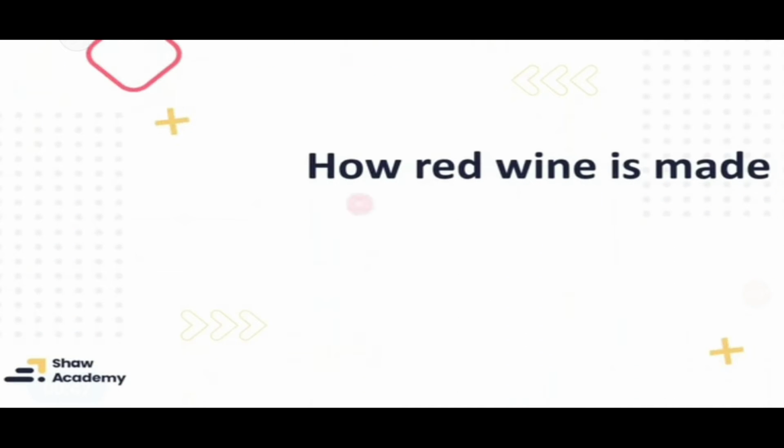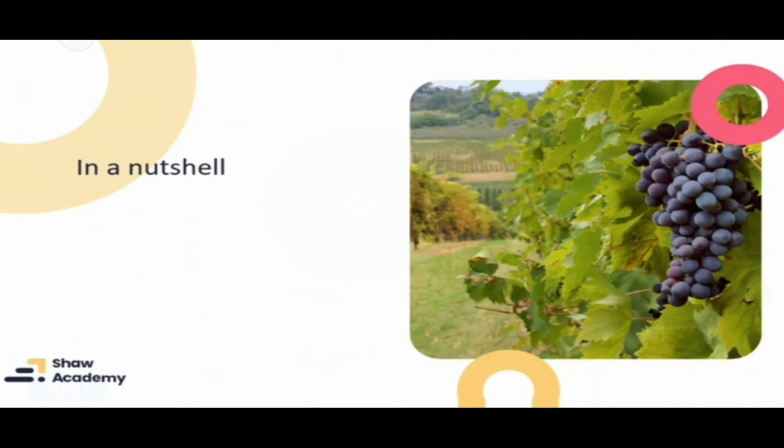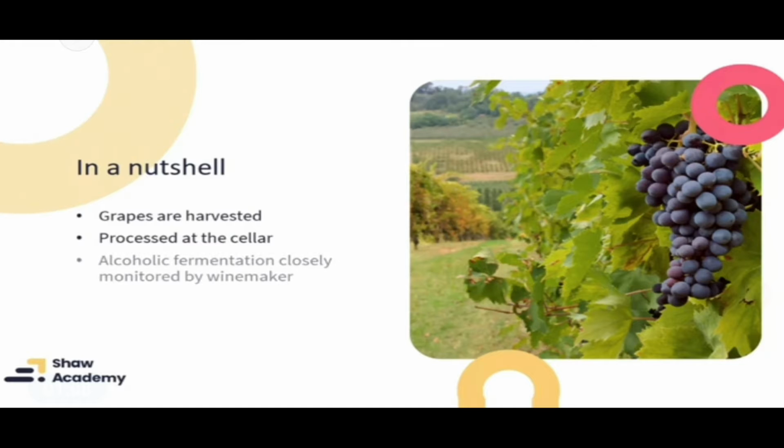So, how is red wine made? Maceration is the key element that defines red wine and how it's made. In a nutshell, grapes are harvested either by hand or by machine and brought to the cellar. Once at the cellar, they are processed and put into the desired fermentation vessel in which primary alcoholic fermentation is going to take place.